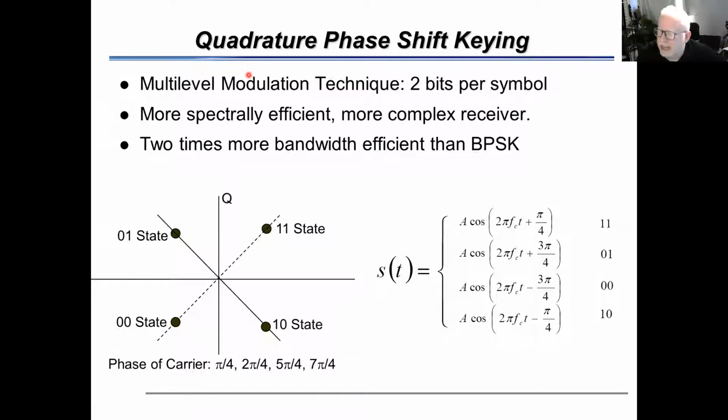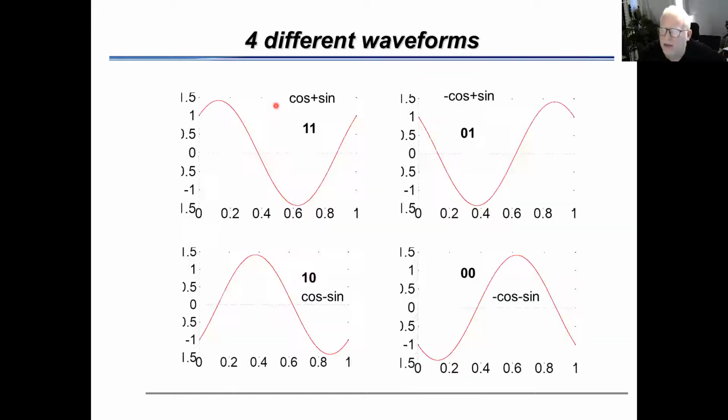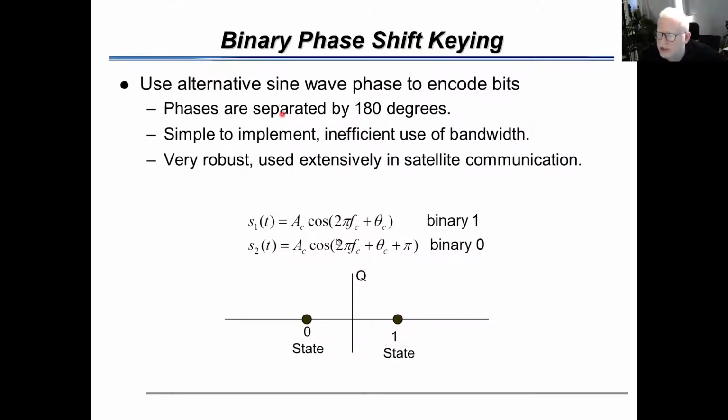In the QPSK, instead of having, I'm sorry, I went the wrong direction. So in the BPSK, we have 2 symbols. So we have 2 states. That's why we have 1 bit, because you can easily understand.